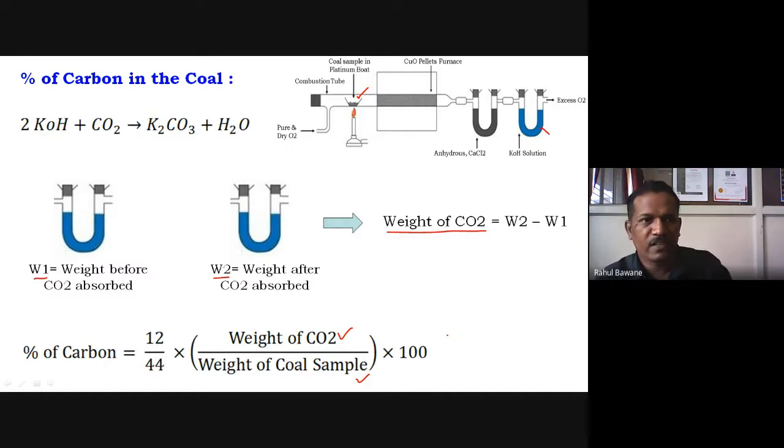So how to calculate the carbon content in coal? Percentage of carbon is 12 by 44 multiplied by weight of CO2. How to know that weight of CO2? It is by using the difference of this U-tube. Before experimentation, what is the weight? After experimentation, what is the weight? So from the difference of weight, we come to know the weight of CO2. And at the beginning, we already know the weight of our coal sample. From this, we come to know the percentage of carbon.